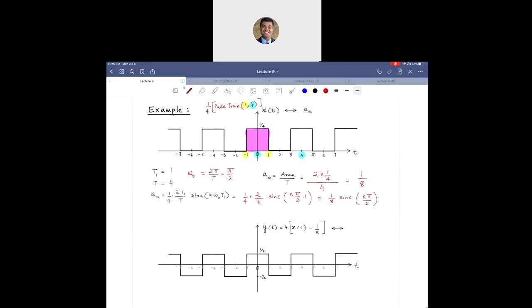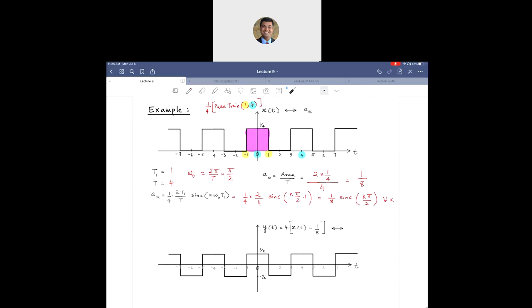Just to quickly check, does A sub 0 fall in this? A sub 0 was 1 over 8. So when you put k as 0 here, you get sinc 0. Sinc 0 is 1, so 1 over 8. So it satisfies. Beautiful. So for all k, I can write this: 1 over 8 sinc k pi over 2. So that's A sub k.